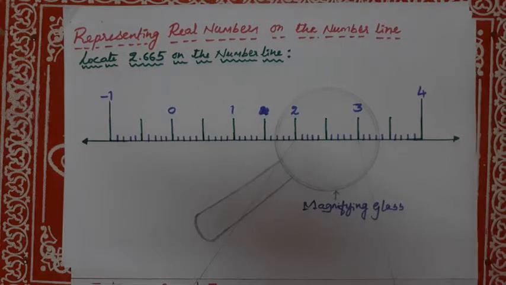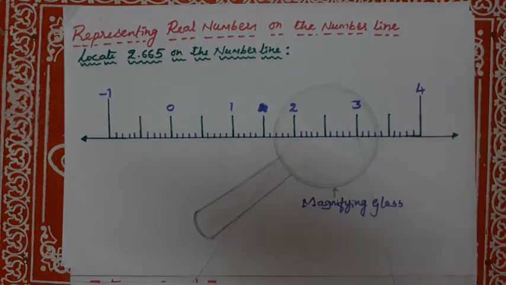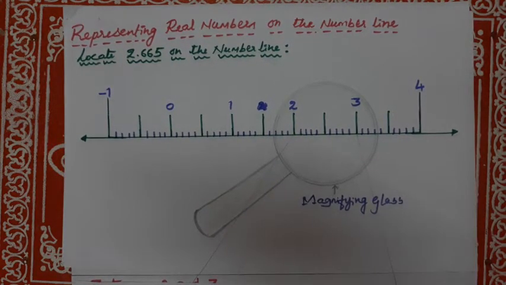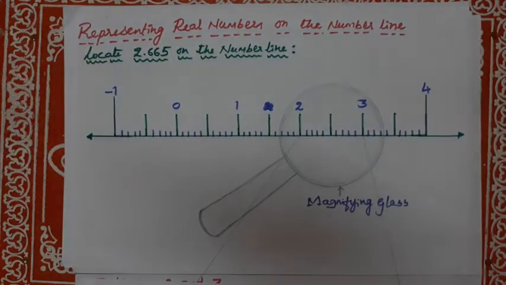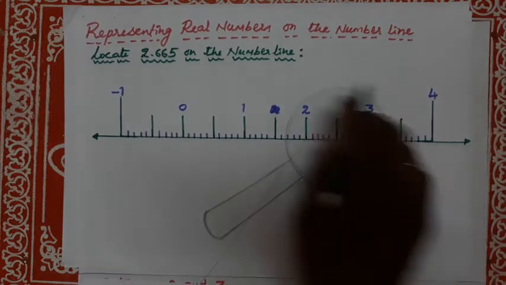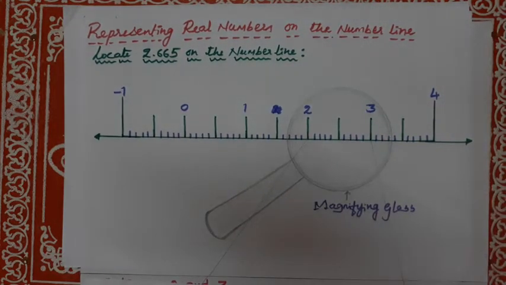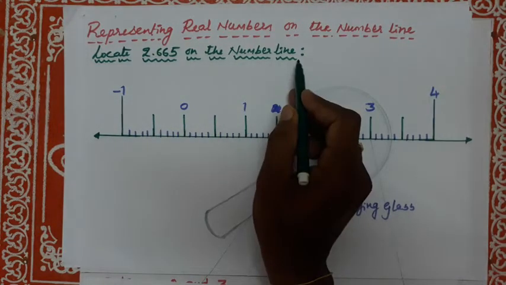Today in this class we have to discuss representing real numbers on the number line. In the previous section you have seen that any real number has a decimal expansion. This helps us to represent it on the number line. Let us see how. Suppose we want to locate 2.665 on the number line.